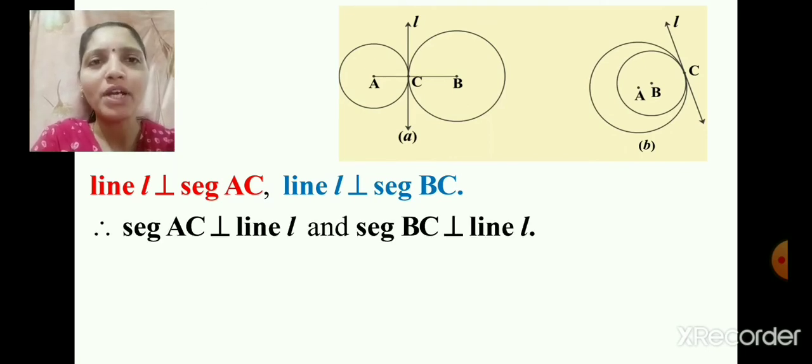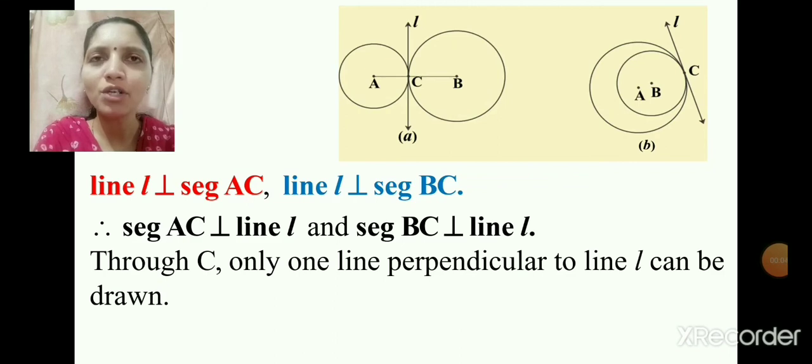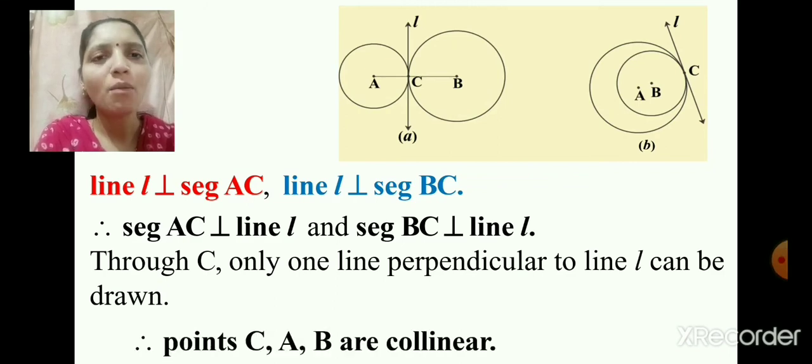Therefore, segment AC is perpendicular to line L and segment BC is perpendicular to line L. Through point C, only one line perpendicular to line L can be drawn. Therefore, points C, A, B are collinear. Hence, we proved the theorem.